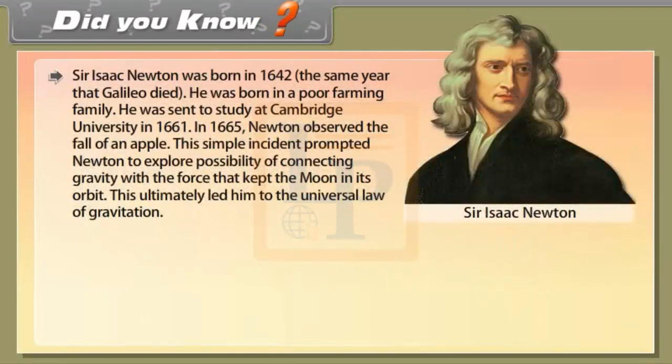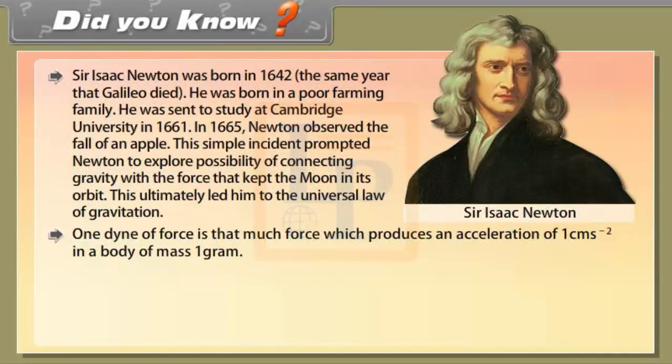Did you know? Sir Isaac Newton was born in 1642, the same year that Galileo died. He was born in a poor farming family. He was sent to study at Cambridge University in 1661. In 1665, Newton observed the fall of an apple. This simple incident prompted Newton to explore the possibility of connecting gravity with the force that kept the moon in its orbit. This ultimately led him to the universal law of gravitation.